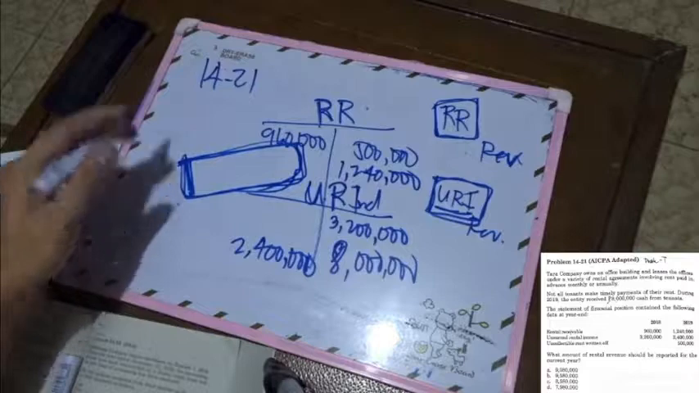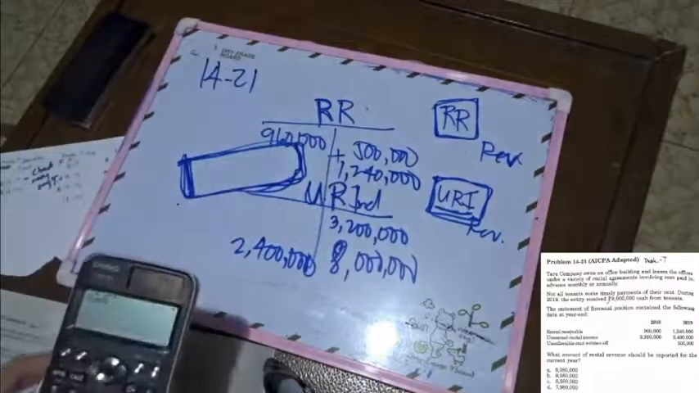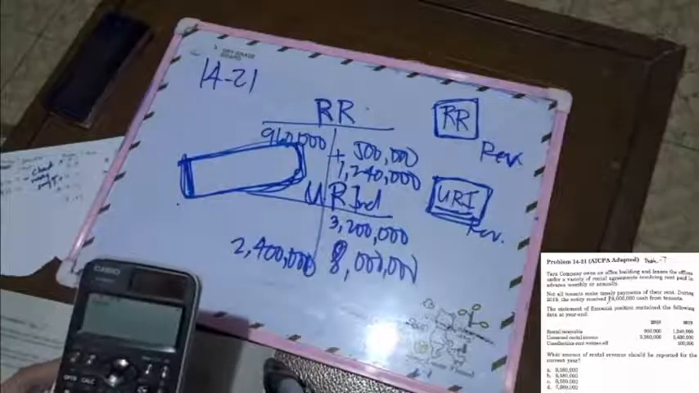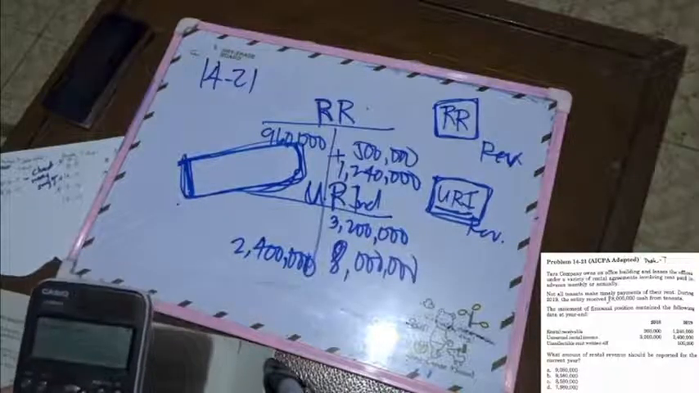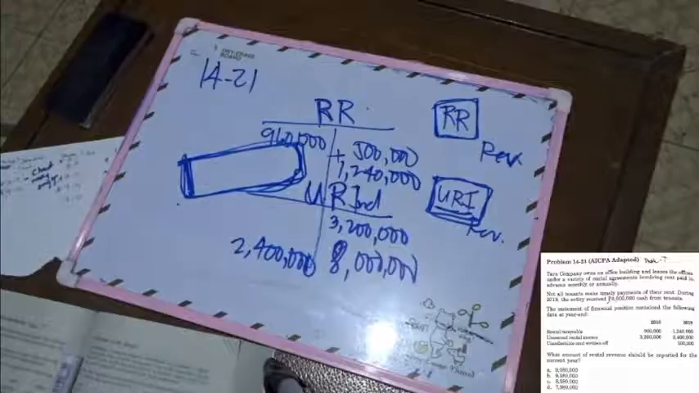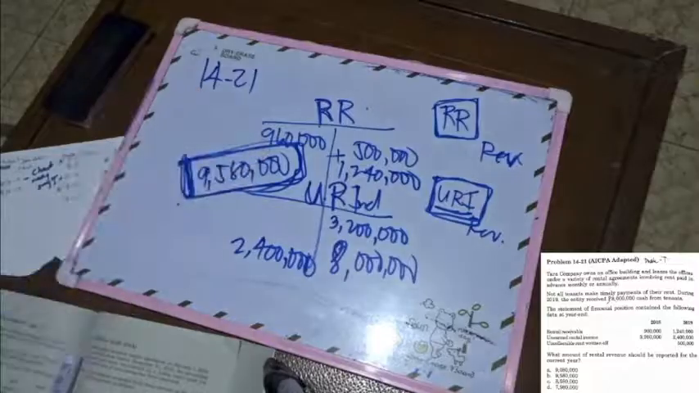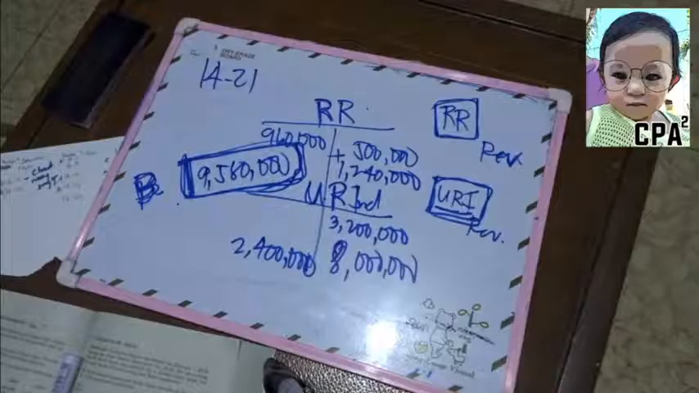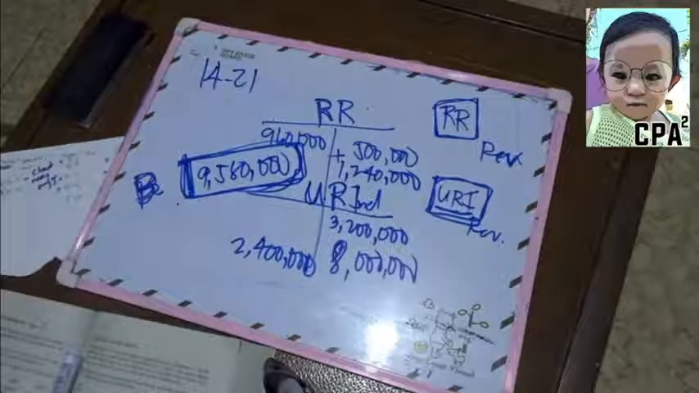So you compute for the balancing figure, that's 500,000 plus 1,240,000 plus 3.2 million plus 8 million minus 960,000 minus 2.4 million. That will give you 9,580,000. That's letter B. Again, just to remind you, this formula or method is not mandatory. You can follow any method you're comfortable with.